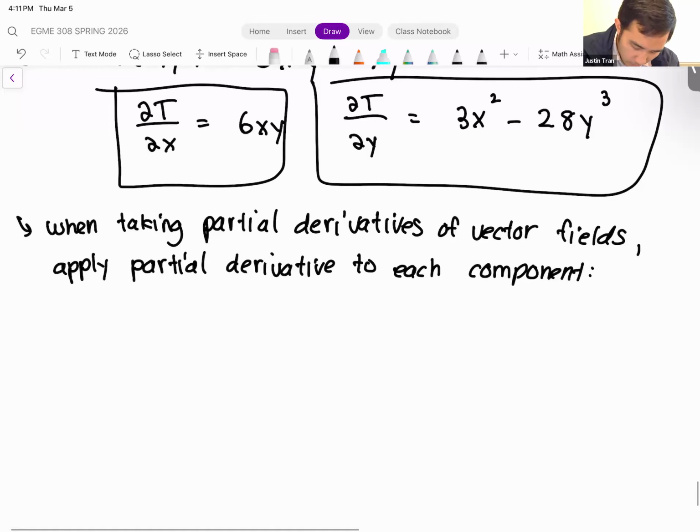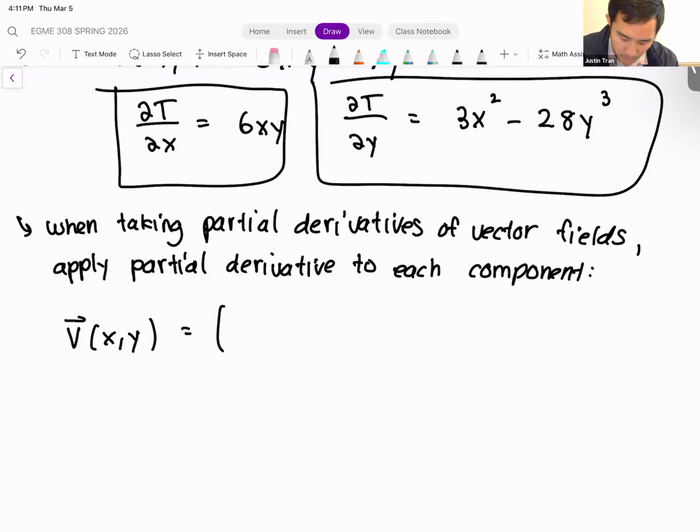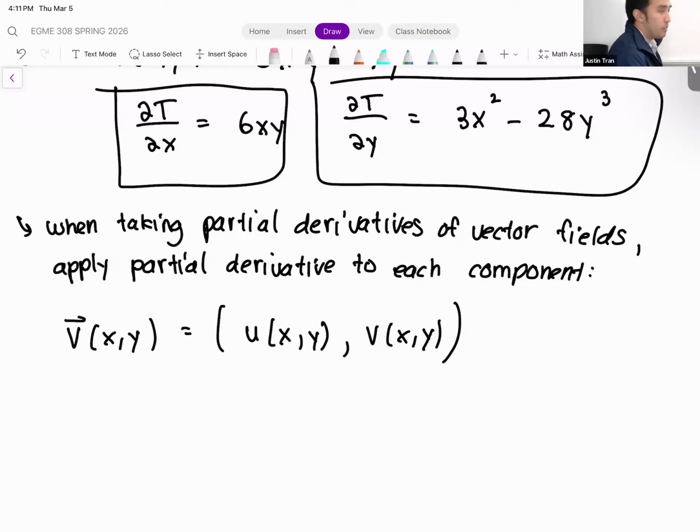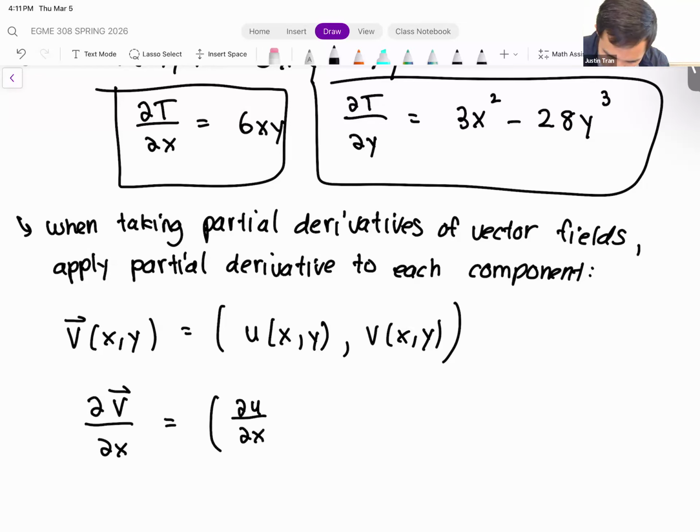All right, so let's say that we have some velocity field as a function of x and y. That means we have an x component of that velocity and a y component of that velocity, where each of the components of that velocity field also depend on x and y. If we take the partial derivative of that vector field, partial v, partial x, we're going to apply that partial derivative to every component of the vector field.